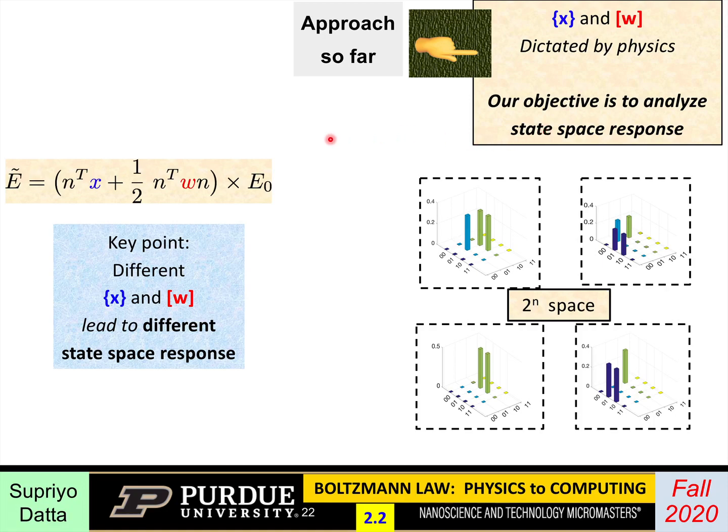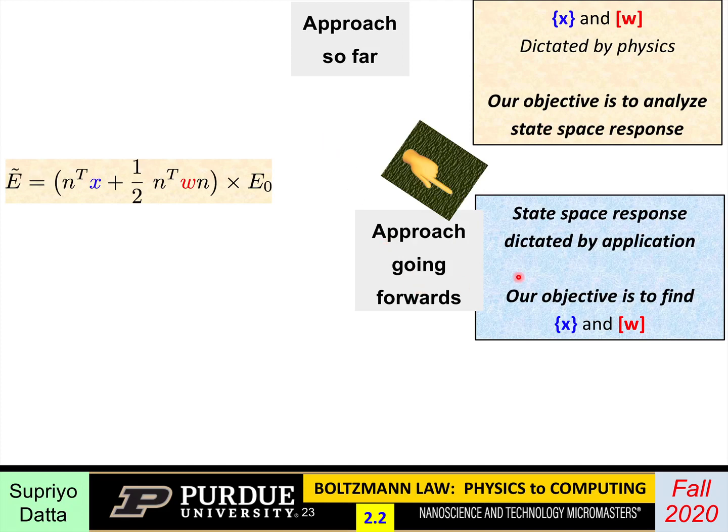Now, going forwards, the approach will be that we want a particular state space response in order to solve a certain problem. There is some application that requires us to solve some problem, and that's what this state space response is supposed to do for us. Now, the question is, what kind of x and w will get us there? So x and w is no longer something that nature gives us and we just have to model. It's something that we have to figure out so that it gives us a particular state space response. So it's a complete reversal of which comes first and which comes next.